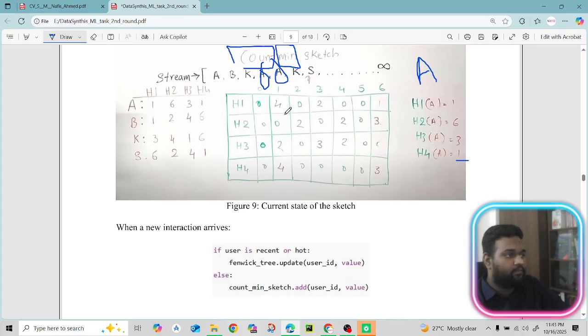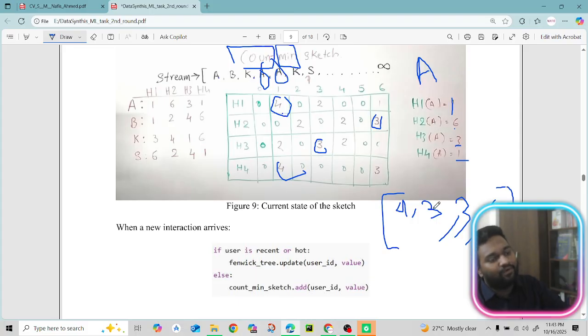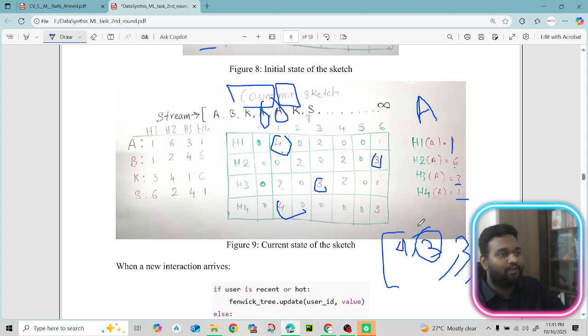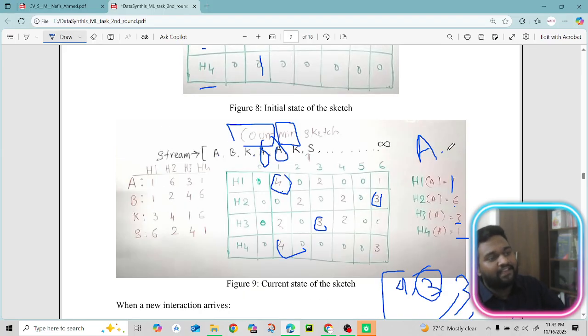For a I can see I have 4 for position 1, so I'll be writing 4. Then position 6 there is 3, so comma 3. Then position 3 there is also a 3, so comma 3. Then at position 1 there is also 4, so I'm getting 4 values. So what does mean mean? Mean means take the minimum value. So among these, which is the minimum? Obviously 3 is the minimum, right? 3 is the minimum value. So the count of a is actually 3.